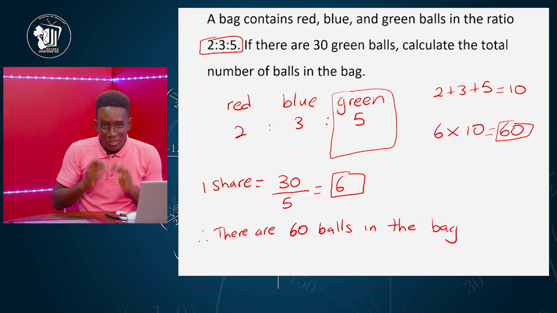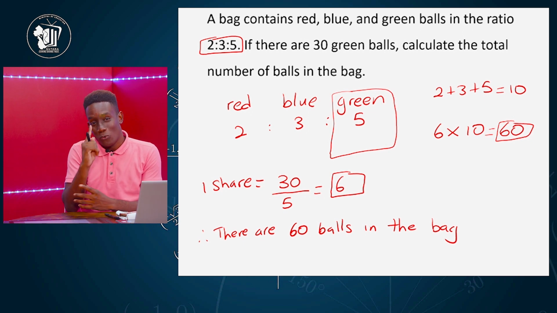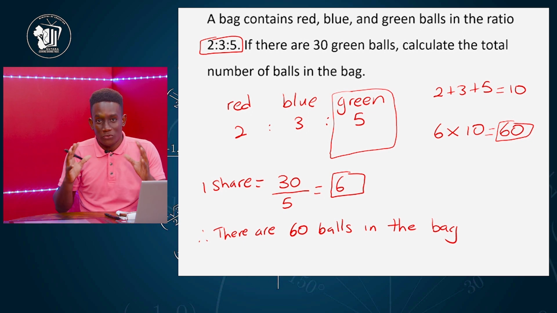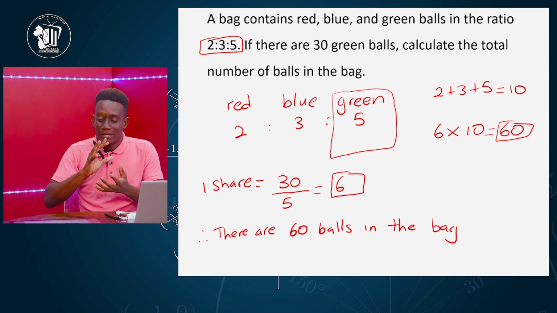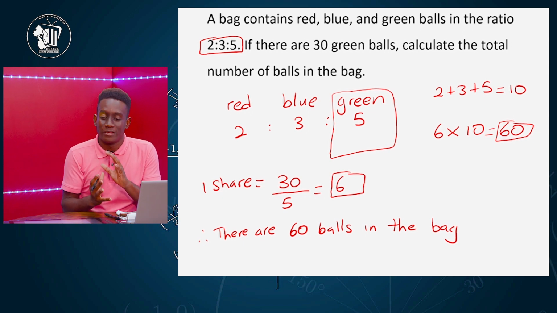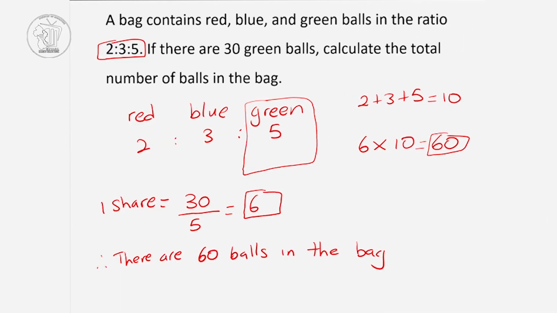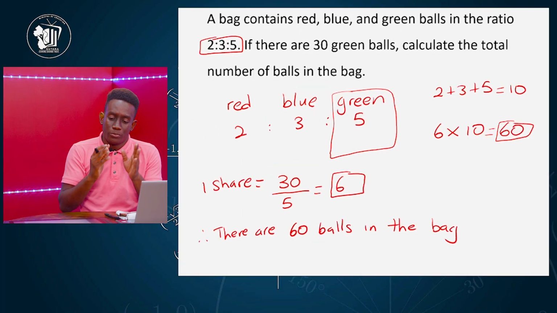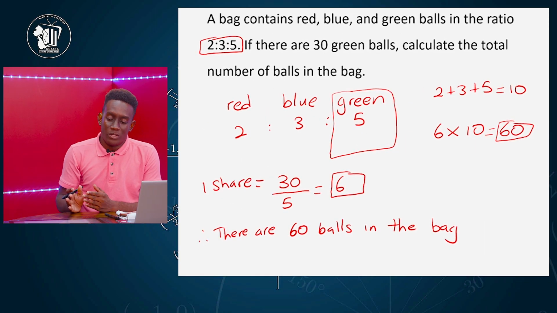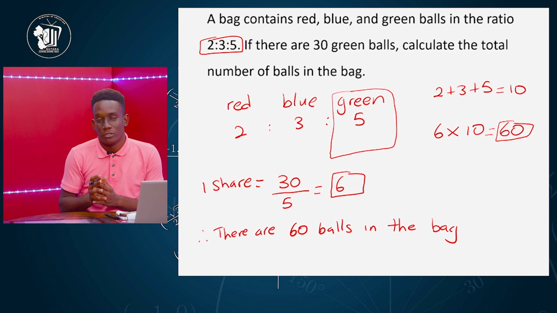The most important thing we did here was find the value of 1 share. We used the information of 30 green balls and divided that 30 by the 5, because the green balls were shared in the ratio 5. 30 divided by 5 gives us 6, and that is what 1 share represents. Then we multiply that value of 1 share by the total number of shares, 2 plus 3 plus 5, and that gives us the total number of balls in the bag.